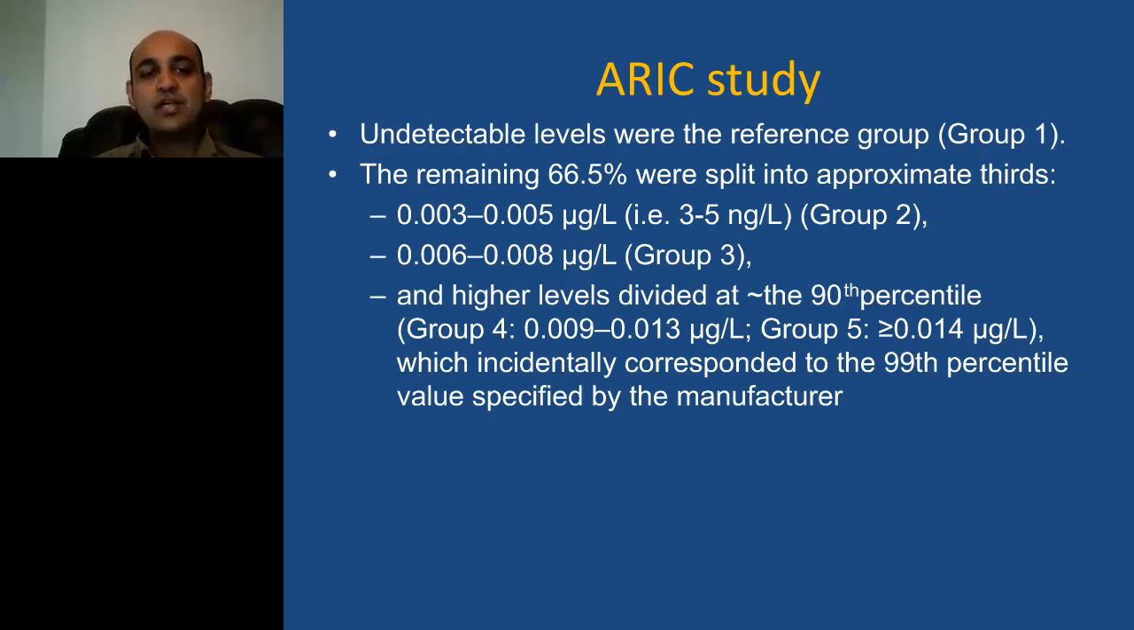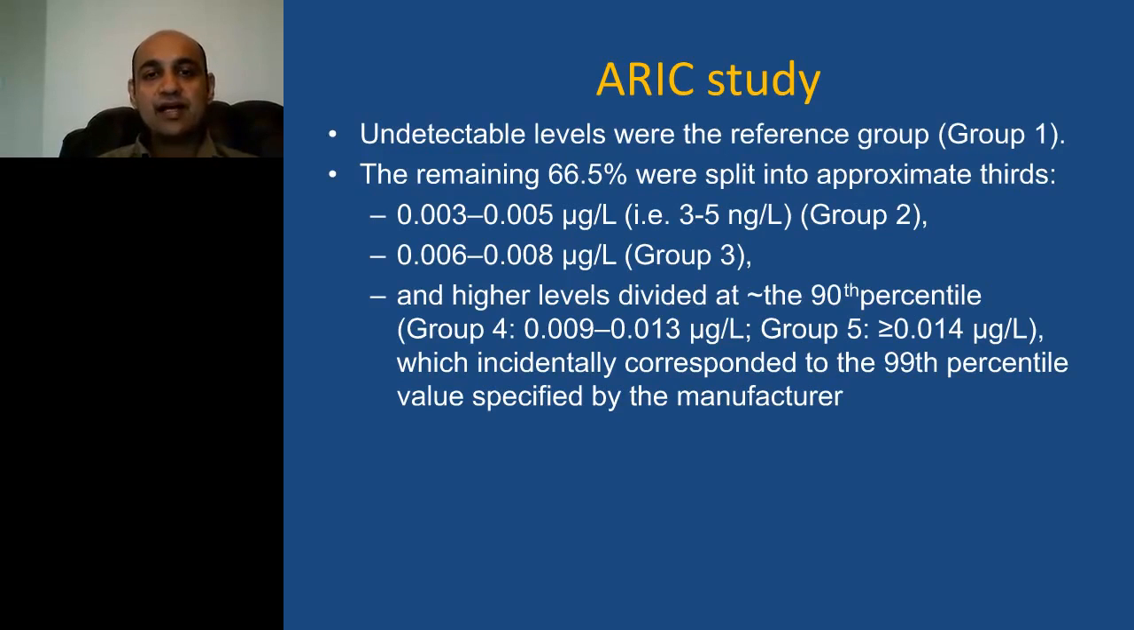66.5%. In other words, 2 out of 3 individuals who were middle-aged and relatively healthy, they could have risk factors, but they were relatively healthy with no events, all had elevated or measurable troponin. I wouldn't say elevated troponin, but more measurable troponin. Then we divided this remaining 66.5% of the individuals into groups, basically looking at almost tertiles.